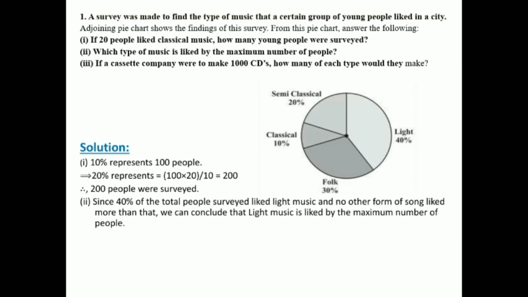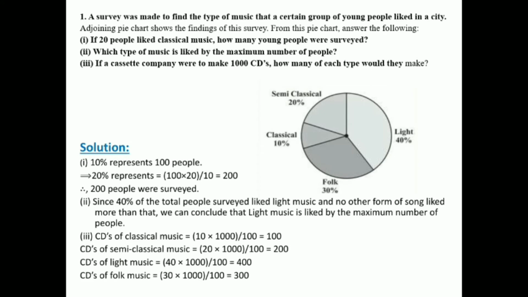So what will be our answer? Since 40% of the total people surveyed like light music and no other type of song was liked more than that, we can conclude that light music is liked by the maximum number of people. So this is our observation from the pie chart. What is our third question? If a cassette company were to make 1000 CDs, how many of each type would they make?